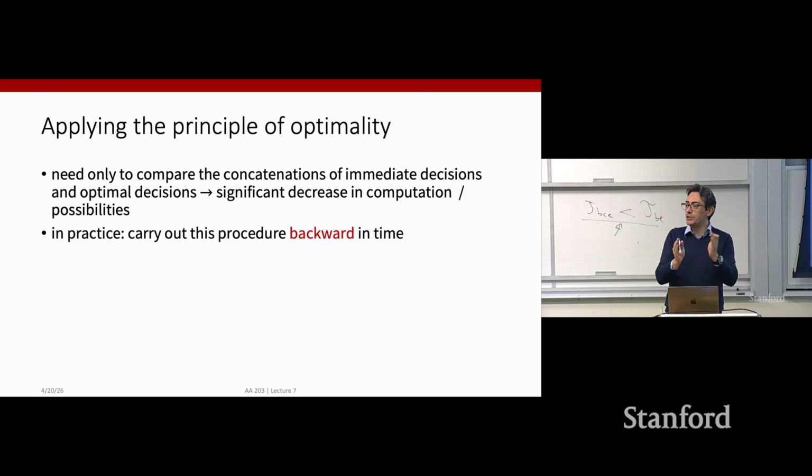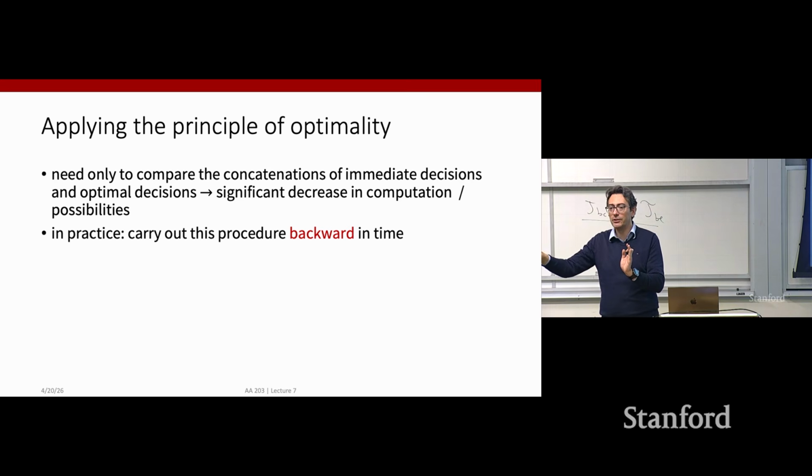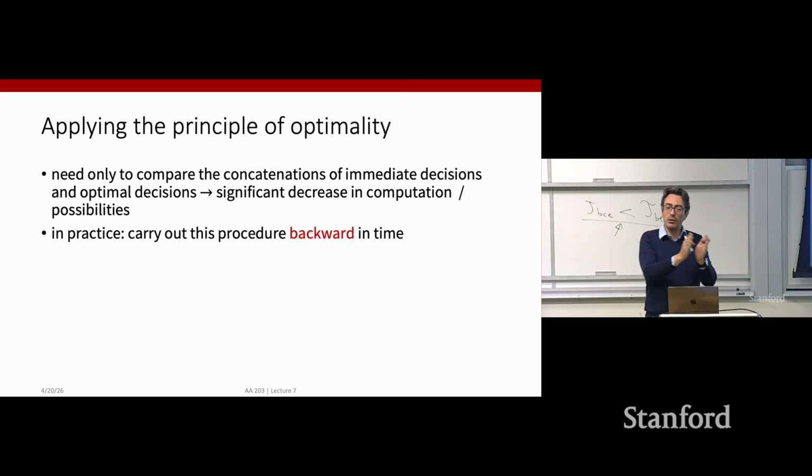But now we have a procedure to go one step at a time backward, just concatenating immediate costs with the solution to the tail problems. The first time you do it, you just have the terminal cost. And these are boundary conditions given to you. And then you start applying recursively this idea.